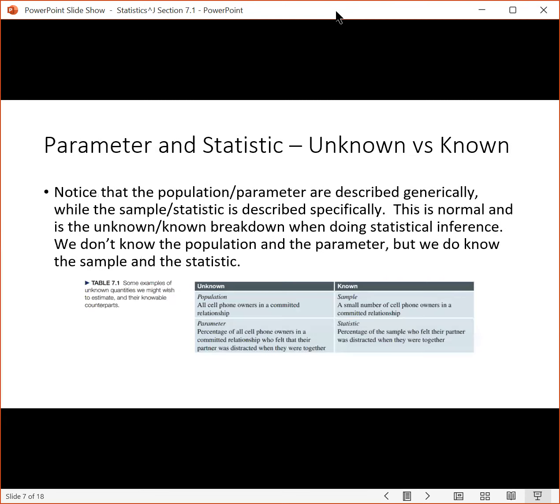Now there's a common pattern between these, and that is that the population and the parameter are unknown. So the population is this amorphous big thing. All right. So we don't actually know all of the individuals that are in this population. It's all of the cell phone users, all of the registered voters, and so that's not known. We don't know every member of the population. It's this amorphous thing. And then the parameter is the thing that we are interested in about them, and we don't know that either. That's what we're trying to figure out.